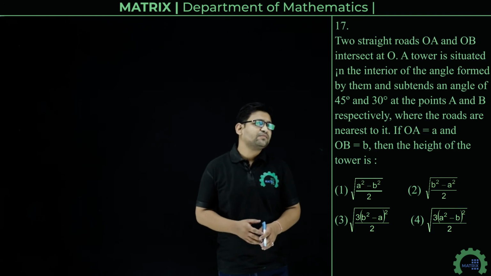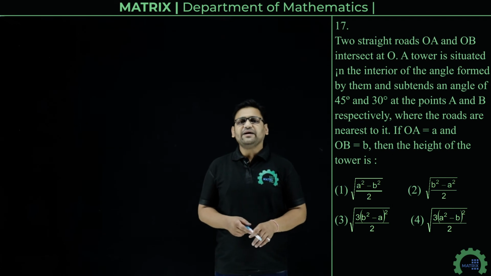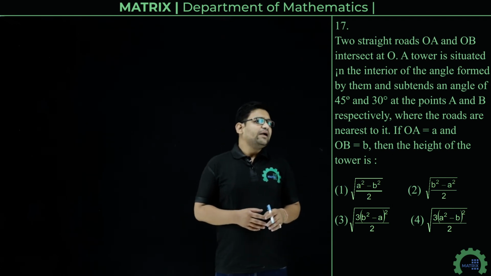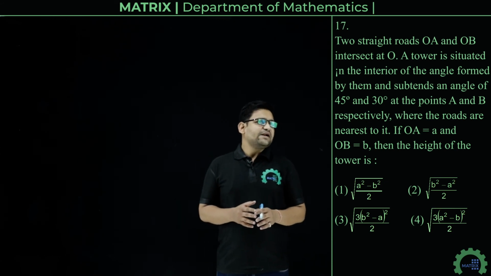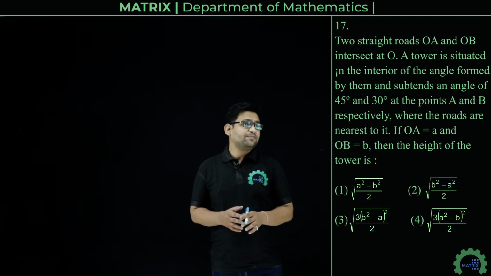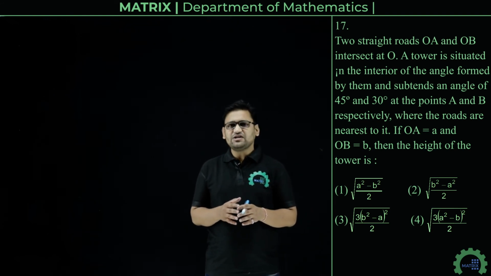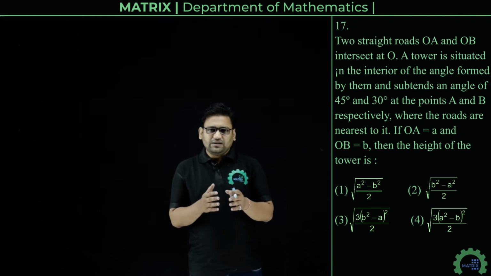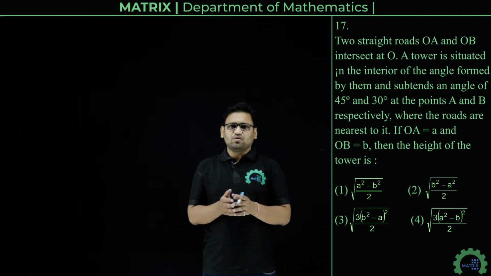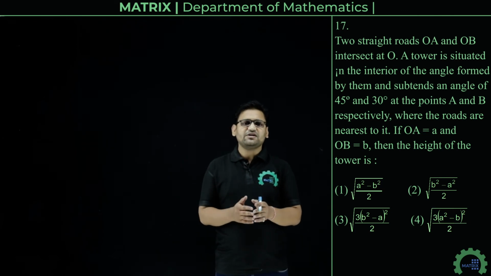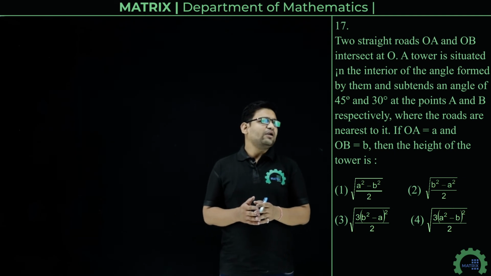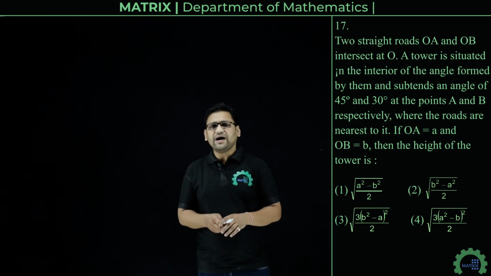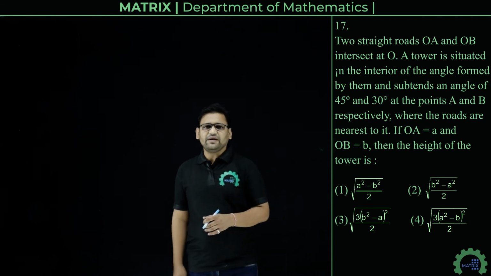Next question is, two straight roads OA and OB intersect at point O. A tower is situated in the interior of the angle formed by them and subtends an angle of 45 degree and 30 degree at the points A and B respectively, where the roads are nearest to it. Nearest to it means the tower is at the perpendicular distance from the roads. That is, the nearest distance will be the perpendicular distance. If the distances OA and OB are small a and small b, then we need to find the height of the tower in terms of small a and small b.